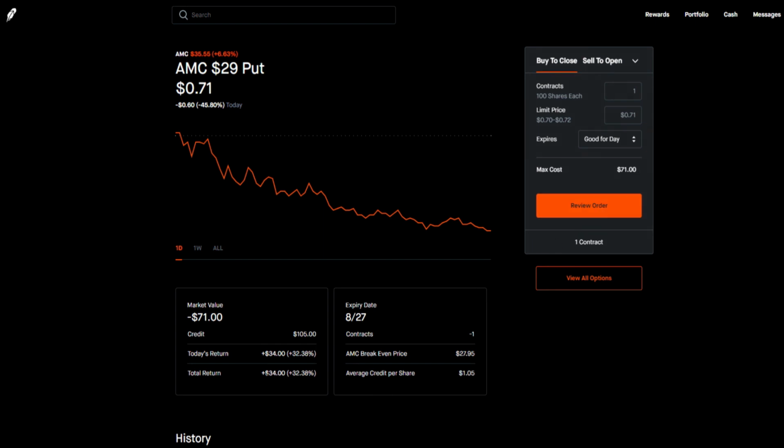And there you have it. You now have the basic knowledge to sell cash secured puts on Robinhood. You can research different stocks you wouldn't mind owning. And if you have some cash sitting around, you can do this to create weekly passive income.